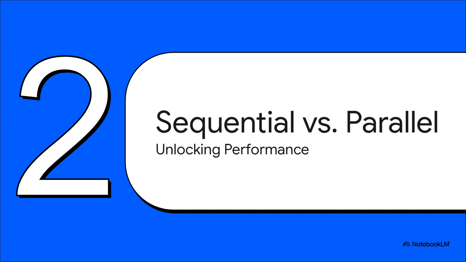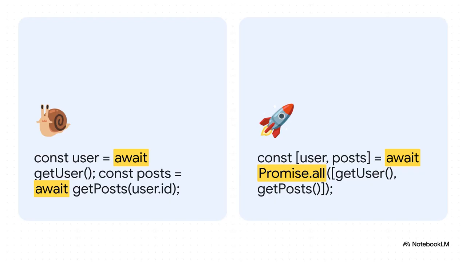Okay, so our code is clean now. It's readable. That's awesome. But is it fast? That's the next level, right? This is where we need to talk about sequential versus parallel execution. Honestly, understanding this difference is what separates someone who just uses async await from someone who truly masters it. So check this out. On the left, you've got the sequential way. We await the user, and only when that's finished, we start to await the posts. It works, sure, but it's like going to the deli, ordering your cheese, waiting for it to be sliced, and then going to order your meat, one thing after another.